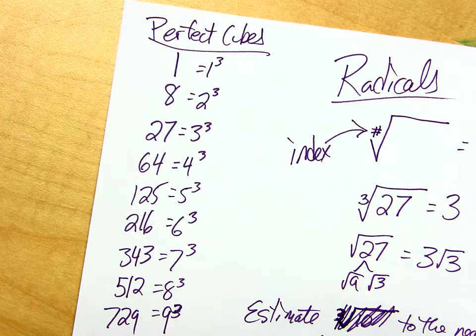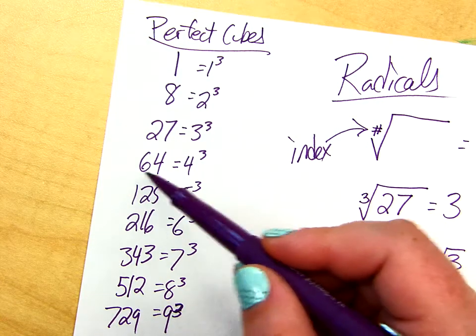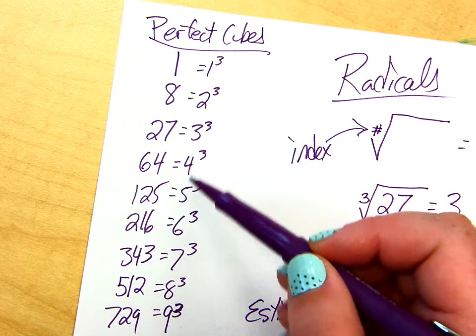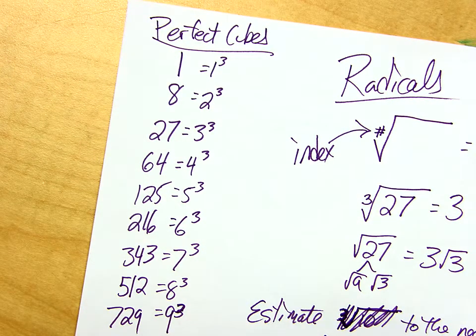4 and 5. Cube root of 100 has to be between 4 and 5. Does everybody see that? 100 is in between 64 and 125. So the cube root is between 4 and 5. So you're going to ask yourself, well, which one am I closer to? Am I closer to 4 or am I closer to 5?